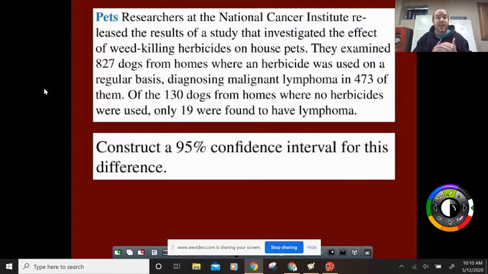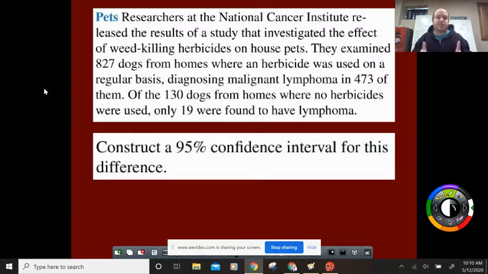Because if there's a higher chance of getting lymphoma when you're using the herbicides, obviously they're going to have to release that, hey, don't use this with pets because it could kill them. So they're seeing if there's a difference between the two. In other words, when you subtract the one proportion from the other, am I going to get an answer larger than zero? Because if they were the same, the difference between the two should be zero.